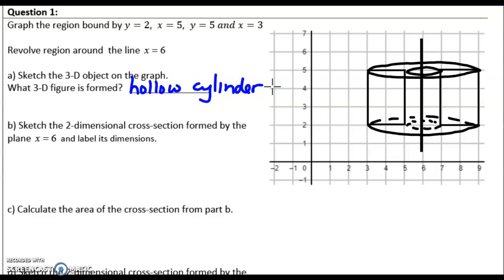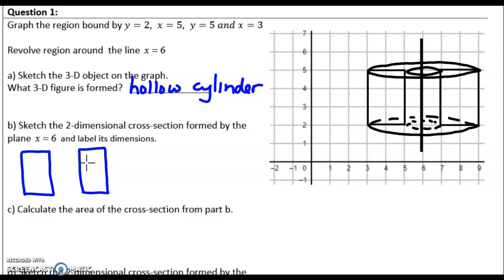Okay, if I wanted to sketch the cross section formed by x equals 6, that's this line I already drew in. And this is perpendicular to the base of the cylinder. We have 2 bases. They are like a circle inside a circle. And this is perpendicular to it. So remember, the shape that is going to be formed for the cross section when it's perpendicular to the base is going to be the original shape that you had, after you reflected it but before you revolved it. So this is what the cross section is going to be.